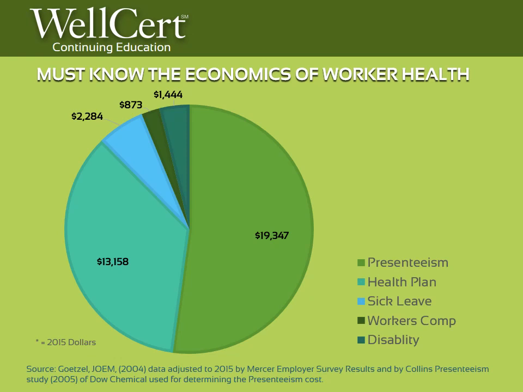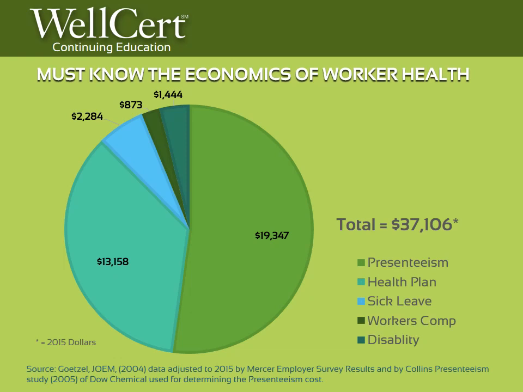About $2,200 for sick leave, $873 for workers' comp, another $1,400 or so per employee per year for disability. So these costs are all per employee per year, and it totals about $37,000 of cost.